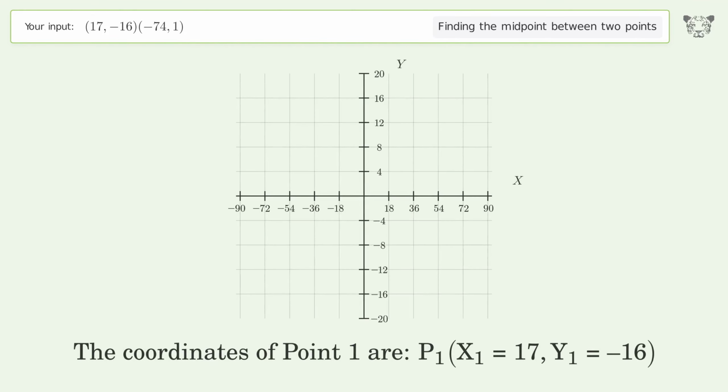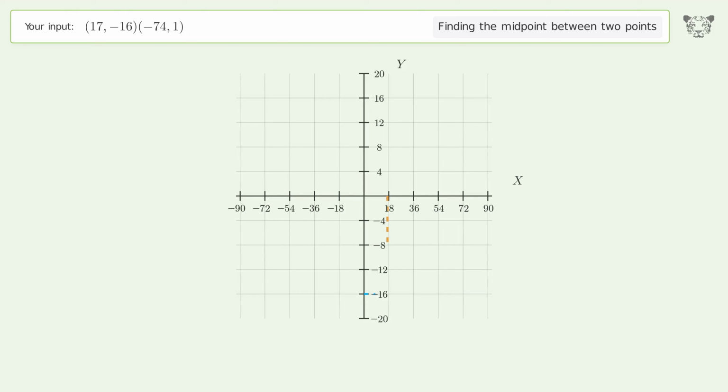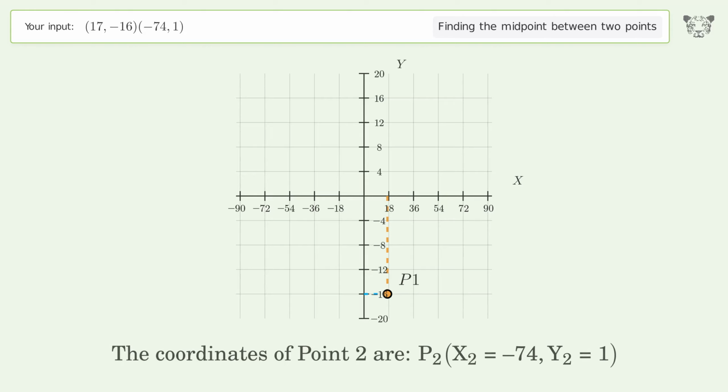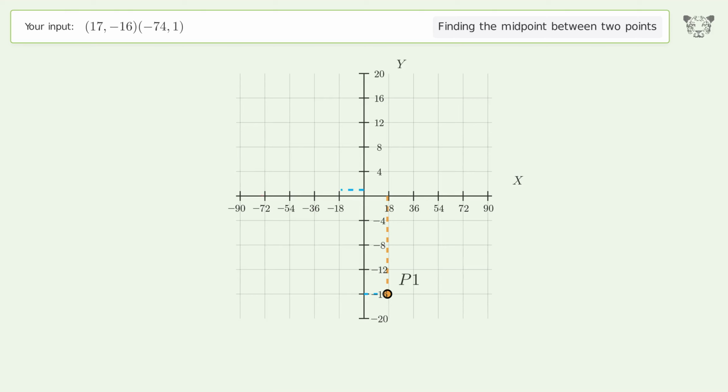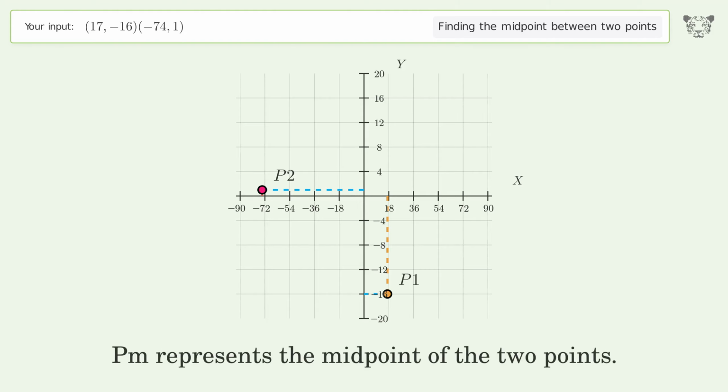The coordinates of point 1 are, x1 equals 17, y1 equals -16. The coordinates of point 2 are, x2 equals -74, y2 equals 1. PM represents the midpoint of the 2 points.